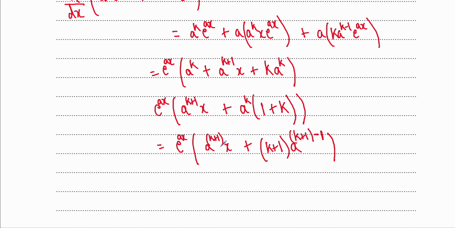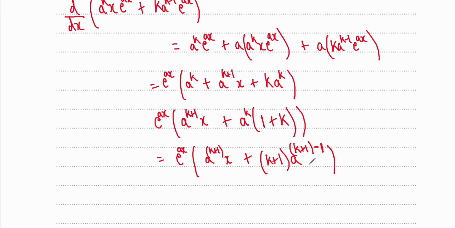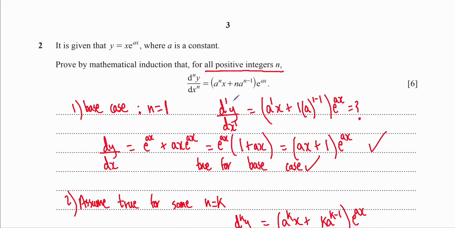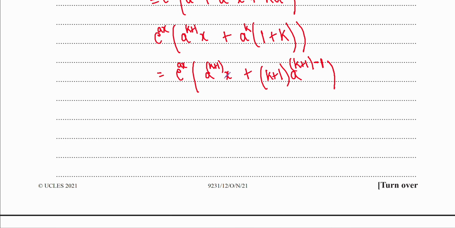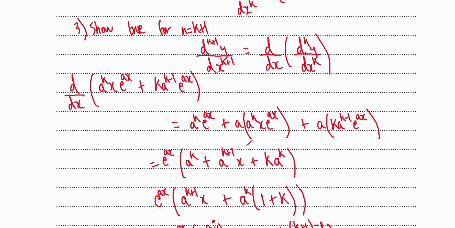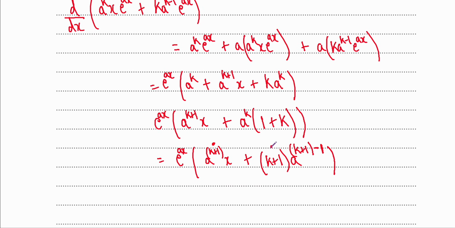We have e to the power ax, we have e to the power a, we have a to the power k plus 1 x plus k plus 1 a to the power k plus 1 minus 1, which is a to the power k, which is what we have here. Now look at this and look at this right here. We have e to the power ax as usual. Instead of n, what do we have over here? We have a k plus 1. Instead of an n over here, what do we have? We have a k plus 1.